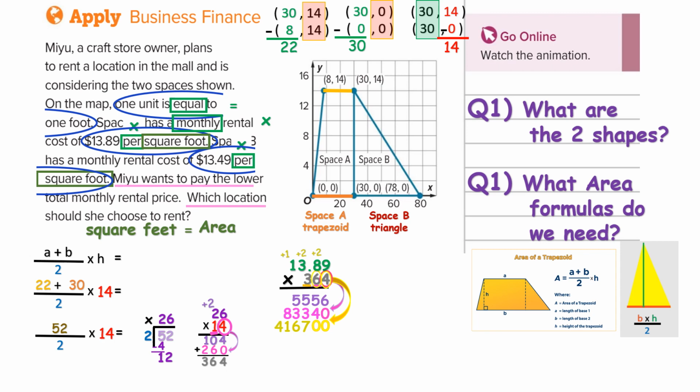All right, so now I look back at my math problem and I remember that I multiplied a decimal number by a whole number. So I count my decimal spaces, and there are 2 of them. I'm going to move my decimal from right to left 2 times. So what we're finding is, with that area and that monthly charge, that space A is going to cost $5,055.96. That's a lot of work, but I'm only halfway done. Now I have to go to the triangle.